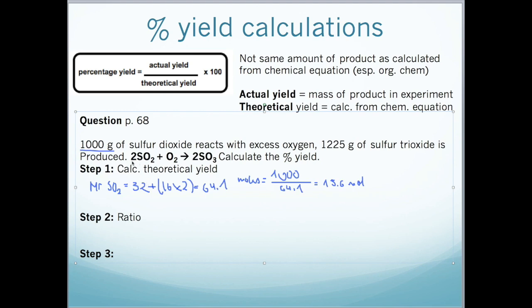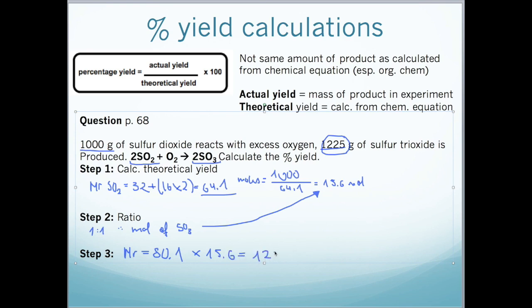So then we look at the equation, so we can see that the relationship is 2 to 2, so it's the same as 1 to 1. Therefore the moles of sulfur trioxide, which is SO3, is the same as the moles of sulfur dioxide. So now we need the theoretical yield. To do that, we multiply the Mr by the number of moles, which gives us 1,250 grams.